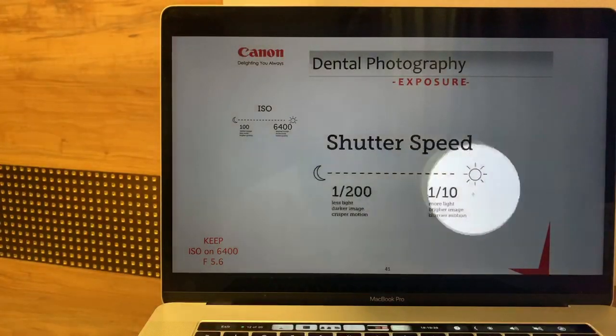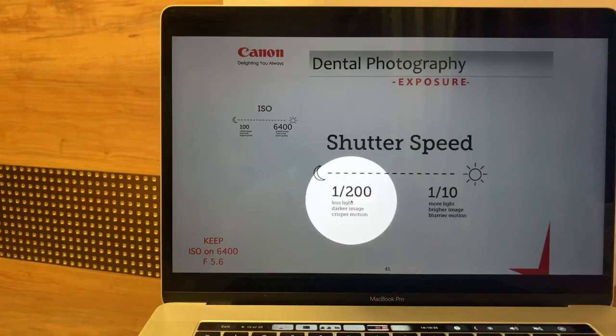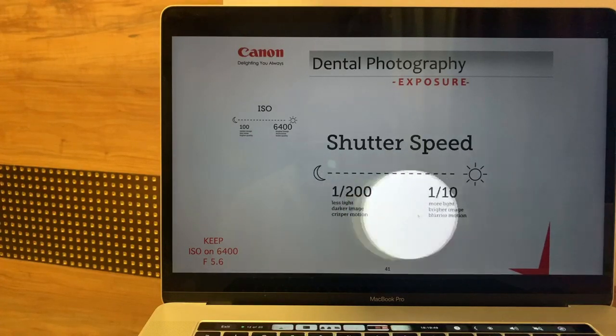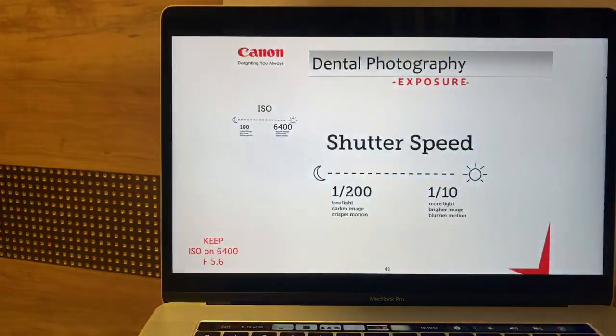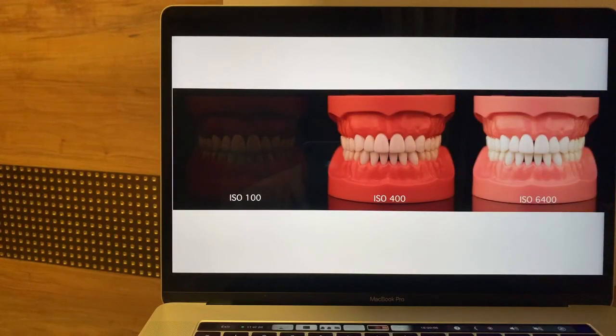On your screen you have two shutter speeds, 1/200 and 1/10. Let us compare these two. If you keep 1/200, your image will be less bright, in the sense it will be darker, and there will be crisper motion. Means there is a tendency to freeze the subject if the subject is slow or stationary. However, if you keep a slower shutter speed like 1/10, more light will hit the sensor, the image will be brighter, and there will be blurring. So shutter speed controls the exposure as well as blurring to a certain extent. ISO controls the exposure as well as image noise.